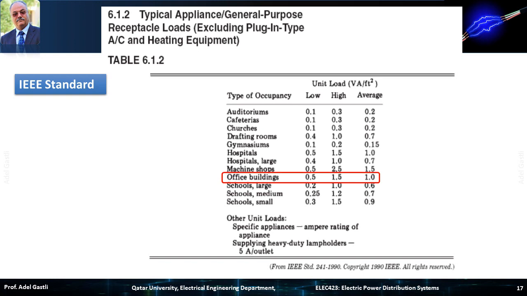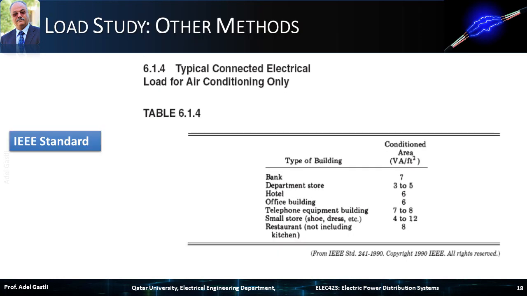For instance, for typical office buildings, the average load density is 0.5 volt amperes per square feet, and the high value is 1.5 volt amperes per square feet, so the average is 1 volt ampere per square feet. Finally, this table shows the typical connected electrical load for air conditioning only. We will need this table to estimate the air conditioning load.